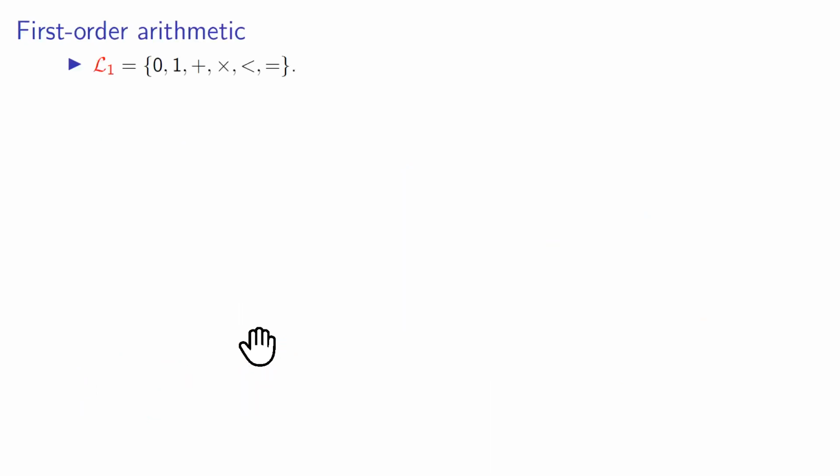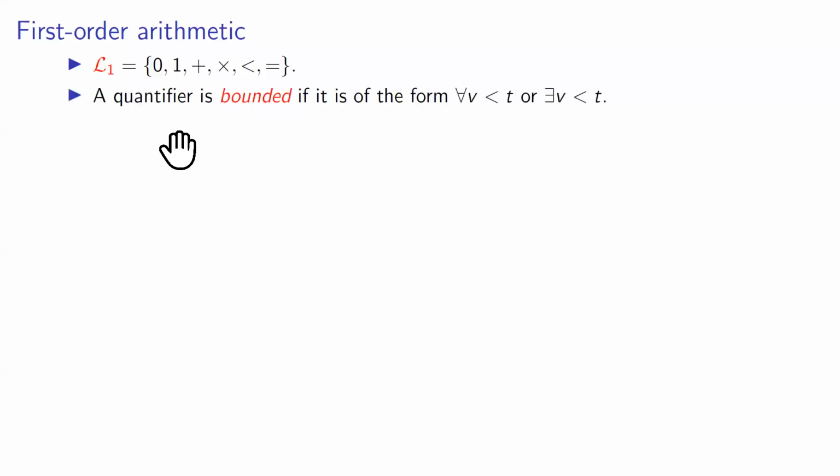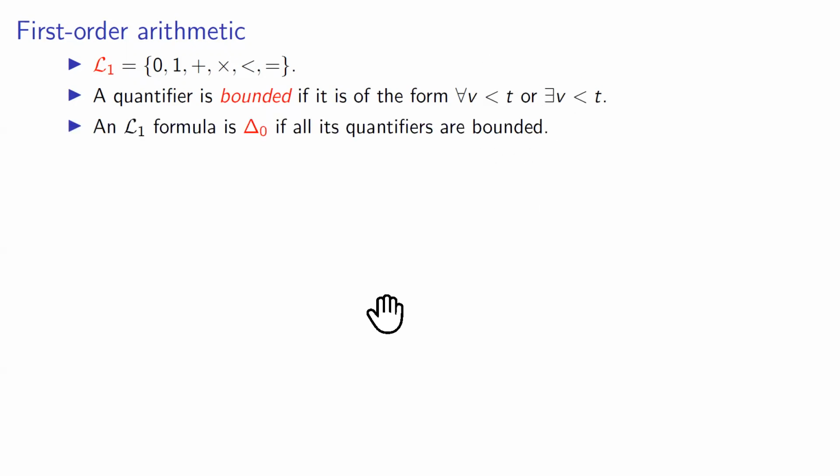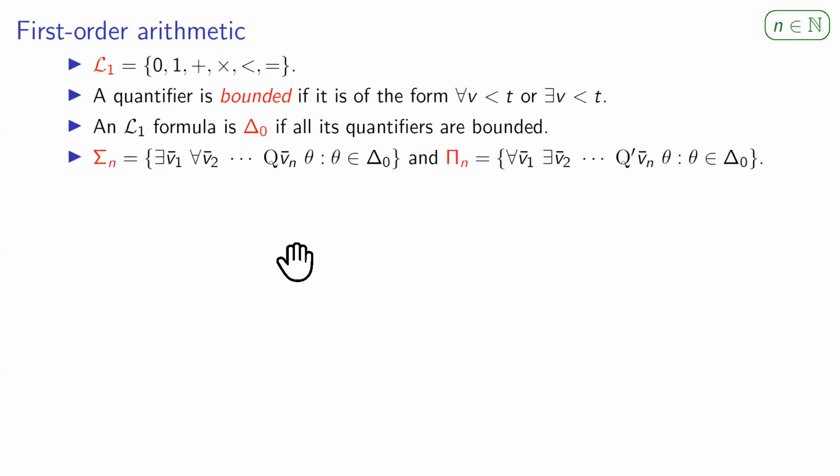So let's start with setting up the notation. First order arithmetic, this is where I started my research. I denote the language for first order arithmetic by L1. It has 0, 1, plus, times, less than, with equality, with their usual arities. A quantifier is bounded if its domain of quantification is bounded. And a formula is delta naught if all its quantifiers are bounded. From that, we can build the formula hierarchy.